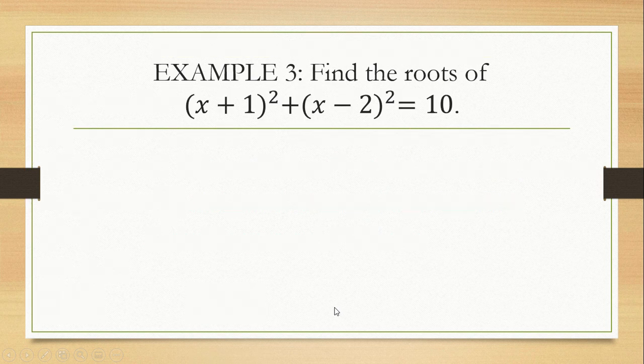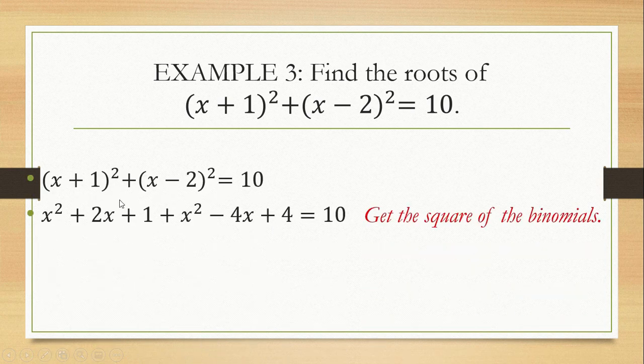Questions? None. Now, let us go with the third example. Find the roots of the equation: the square of x plus 1 plus the square of x minus 2 equals 10. In this case, our first step is to get the square of the binomials. So the square of x plus 1 is x squared plus 2x plus 1, plus the square of x minus 2, which is x squared minus 4x plus 4, equals 10.